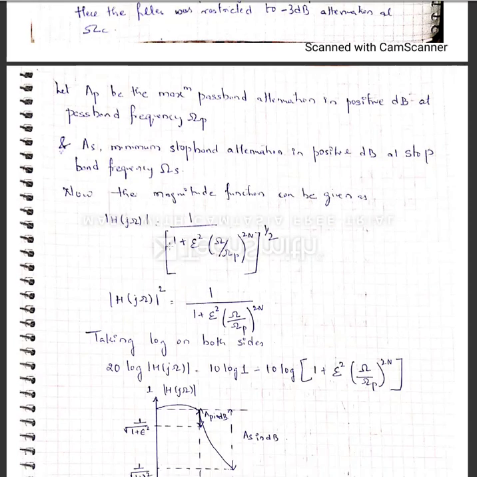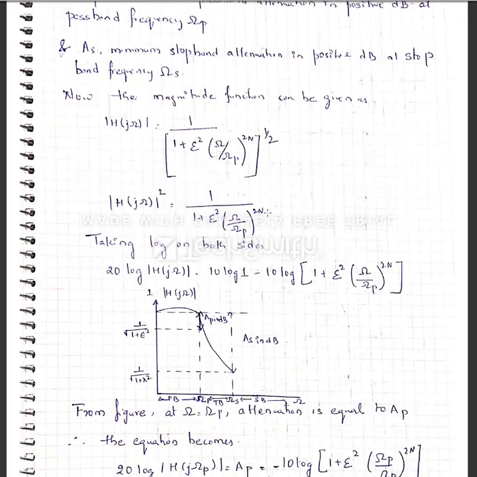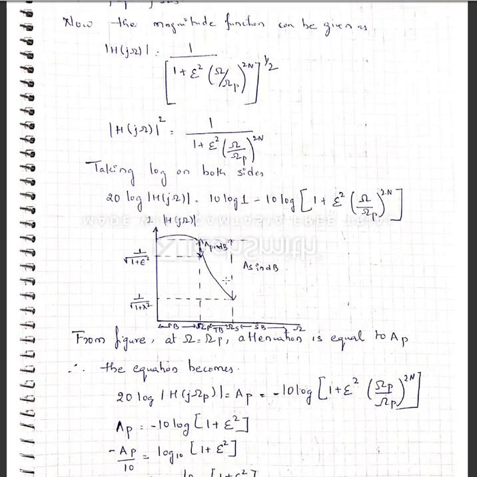Let's start with the pass band. H of j omega whole square equals 1 by 1 plus epsilon square into omega by omega p to the power 2n. Now you take log on both sides. So when you take log base 10, it becomes 20 log H of j omega, equal to 10 log 1 minus 10 log of whatever you have in the denominator, since for numerator and denominator when you take log you basically get something like this. They have just diagrammatically represented this.